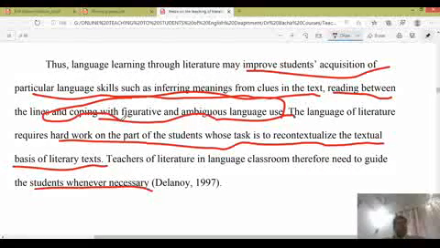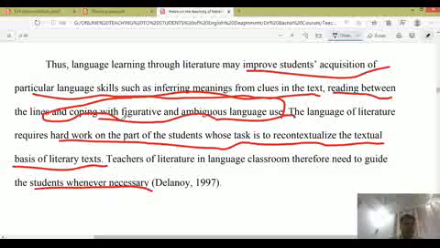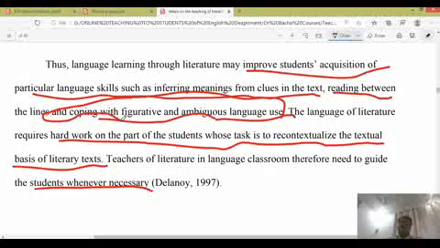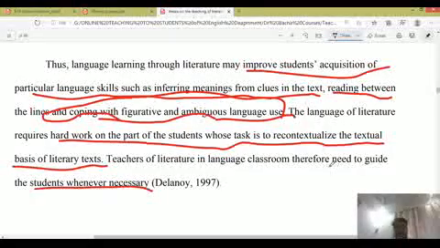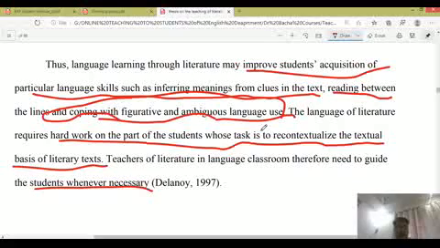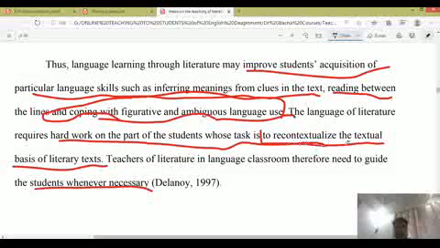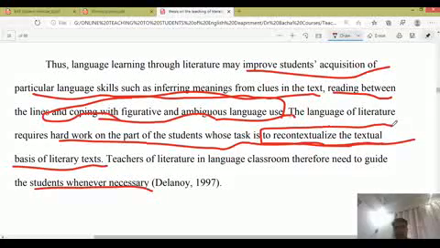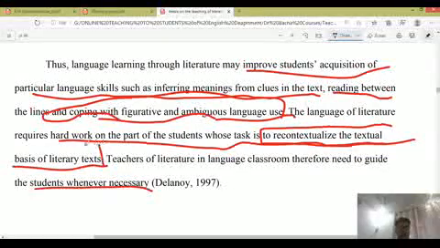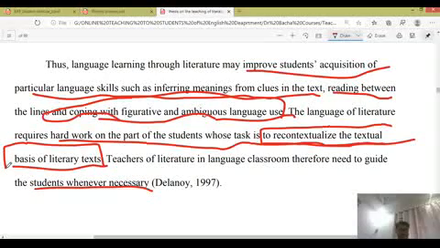For example, sometimes even the language is made ambiguous in order to make students participate more openly, which certainly leads to the development of the language. And thus we can say the language of literature requires hard work on the part of the student, whose task is to recontextualize the textual basis of the literary text.